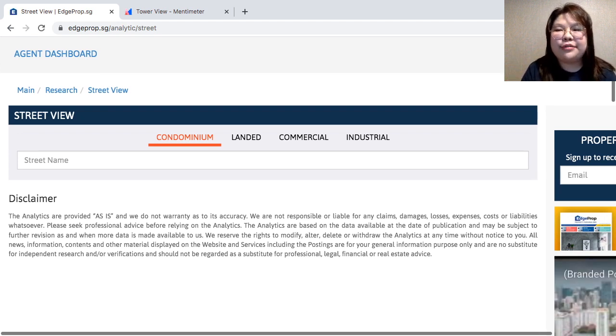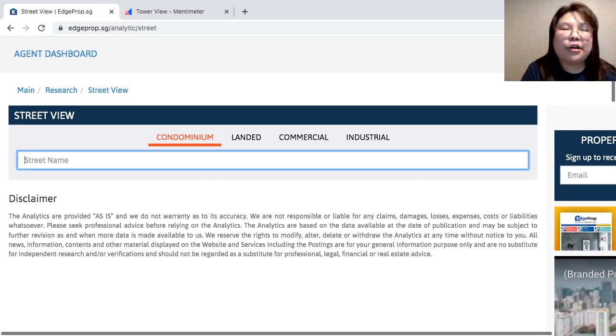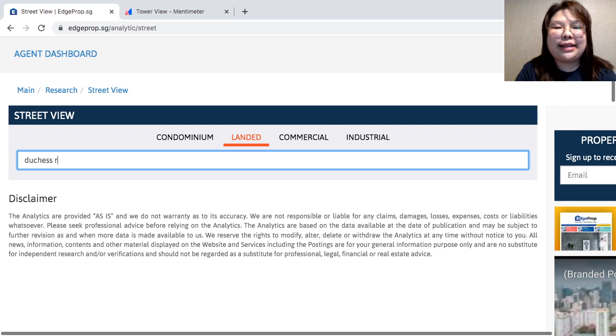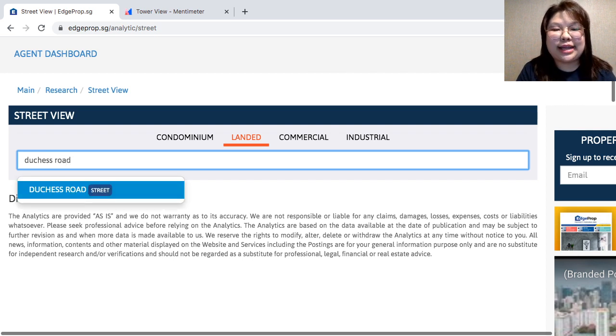So you remember Tower View, you must have floors and stacks. So for things like your landed property, your shop houses, or maybe your standalone factories, the best alternative tool that you can use is Street View. So for example, let's say I'm looking at Duchess Road. I will need to key in the street name, and you will see that right beside the street name, we will indicate a street here. That means it is a street. So in this case, you do not put in the house number, you just key in the street name.